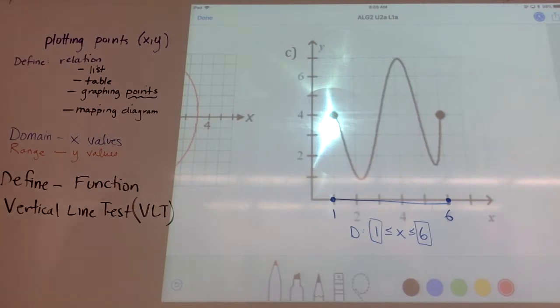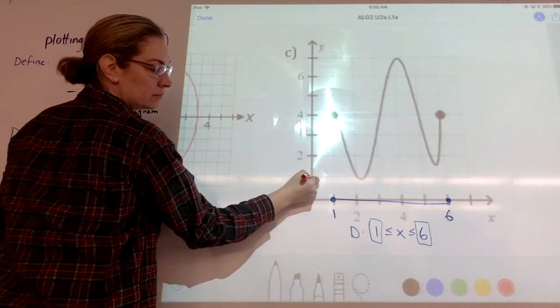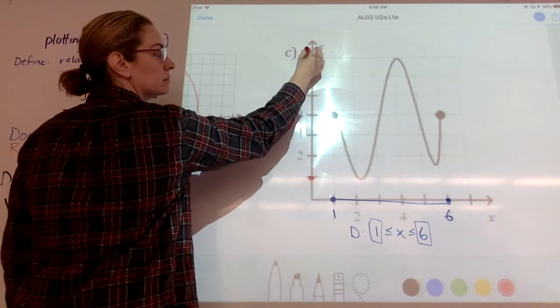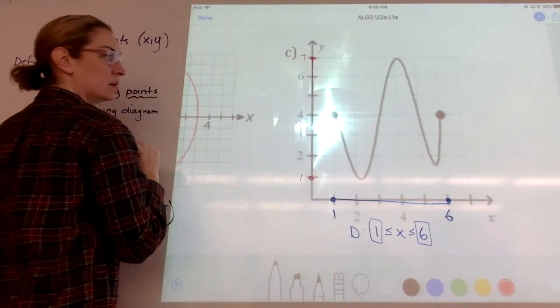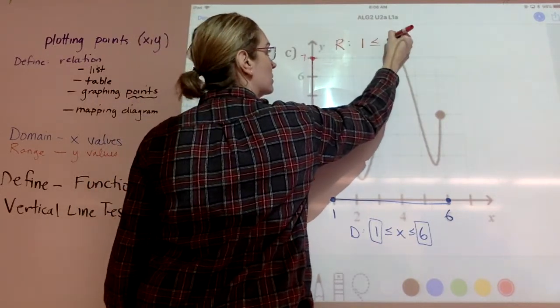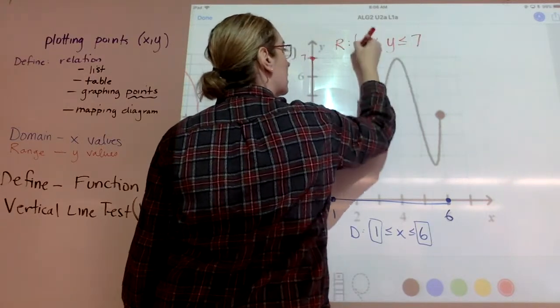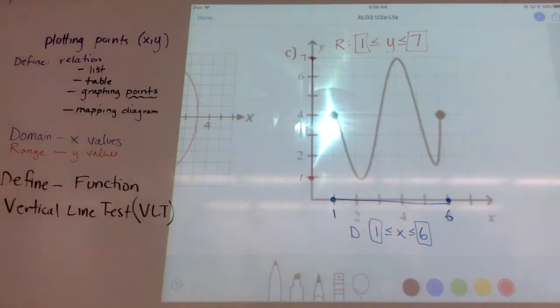How far down? Stop here. Up to here. So that's from 1 to 7. All this. So my range is going to be 1 is less than or equal to y is less than or equal to 7. Done. Make sure you indicate which of your inequalities is domain and which is range.